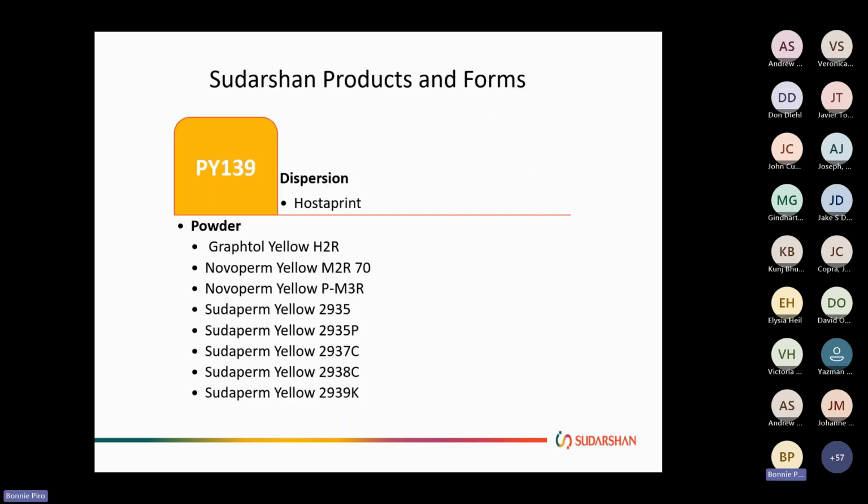From a product and form perspective, the Pigment Yellow 139 does show up in a Hostaprint formulation from the liquid side, and there are a number of powder versions to consider for your formulations from both the legacy Sudarshan as well as the legacy Venator perspective.